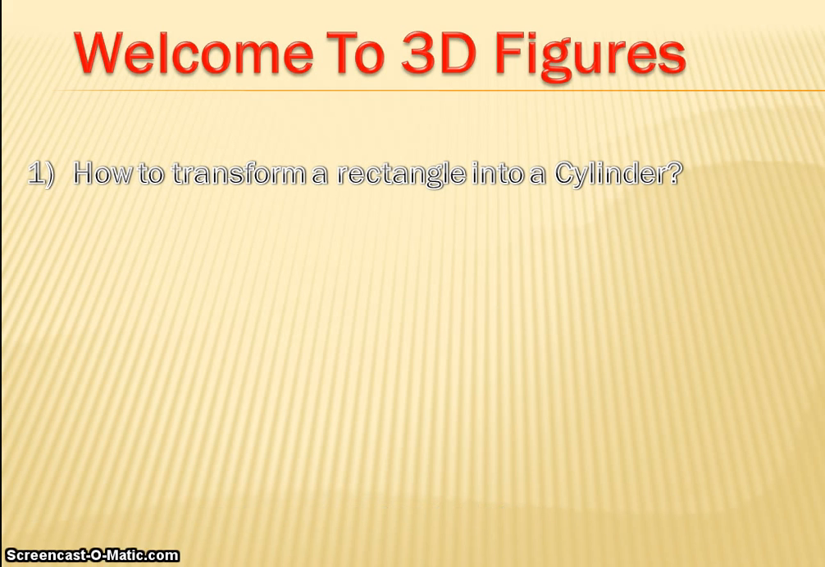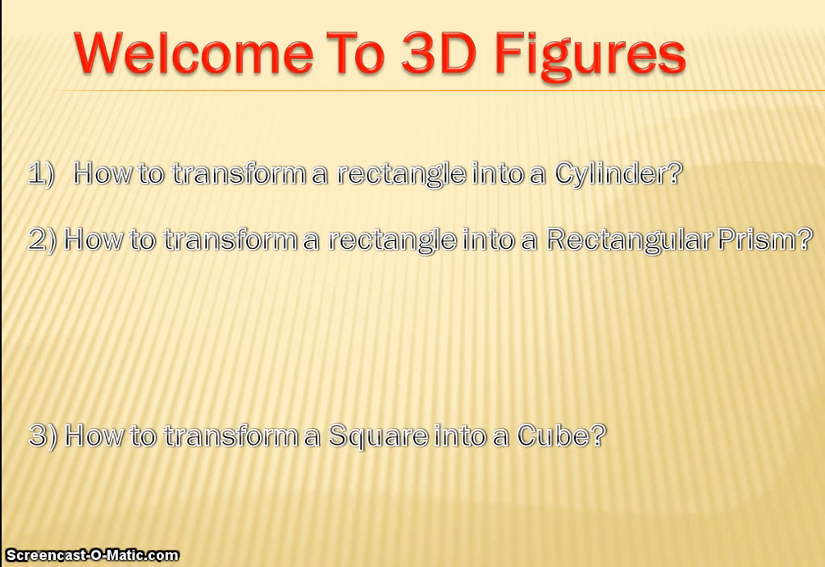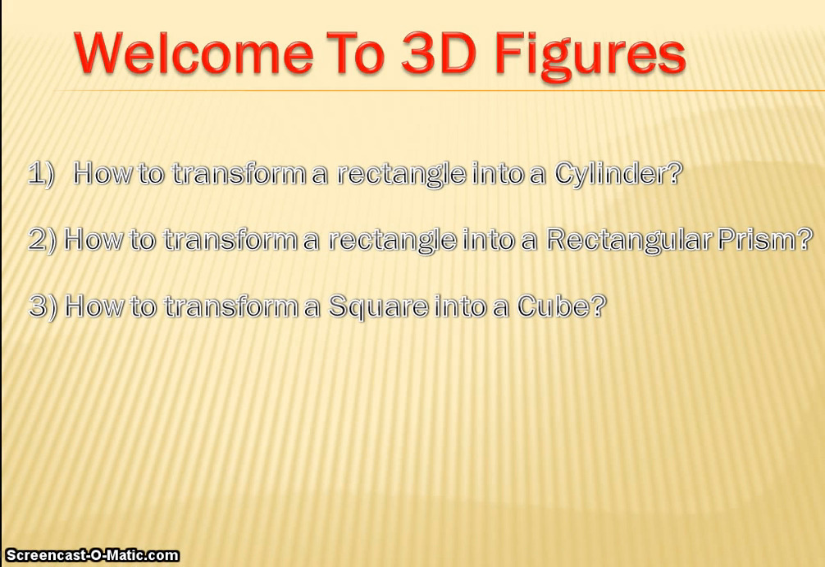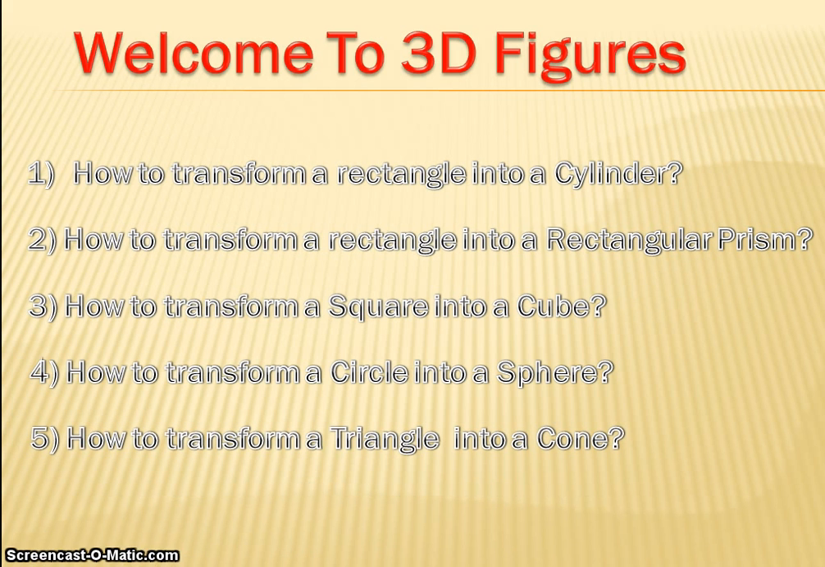First, how to transform a rectangle into a cylinder. Second, how to transform a rectangle into a rectangular prism. Third, how to transform a square into a cube. Fourth, how to transform a circle into a sphere. And last, how to transform a triangle into a cone. Alright, let's go ahead and get started and start looking at some of these 3D figures.